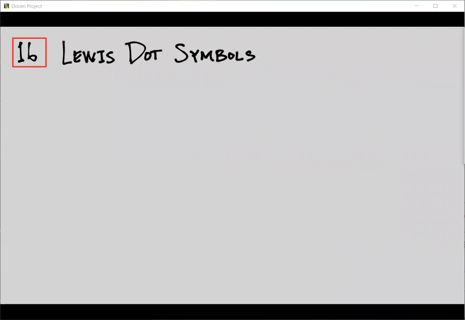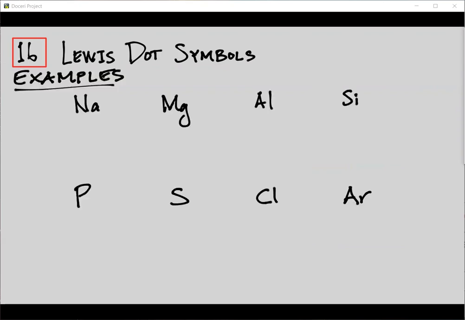Another concept that we covered in chapter 6 is regarding Lewis dot symbols. So Lewis dot symbols essentially contain the symbol of the element surrounded by dots, and these dots represent the number of valence electrons. So let's take a look at a few examples here. We have sodium, magnesium, aluminum, silicon, all the way to argon. And these are all elements on the 3rd row in the periodic table.